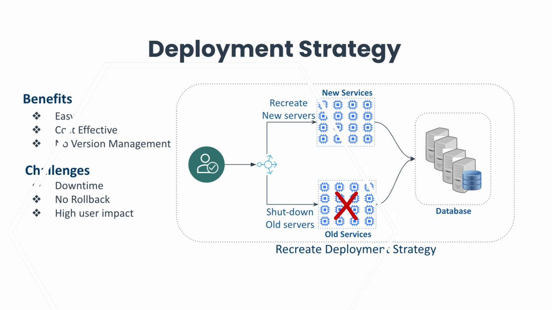Next is recreate strategy. In this strategy, the existing version of the system needs to be shut down and then a new version would be deployed. This strategy is very simple, but there would be downtime and users would be very much affected. So this strategy should be used if a completely new system needs to be deployed, scrapping the old one. The main benefits in this strategy are it's easy, cost effective, and no version management. The major challenges are downtime, no rollback, and high user impact.